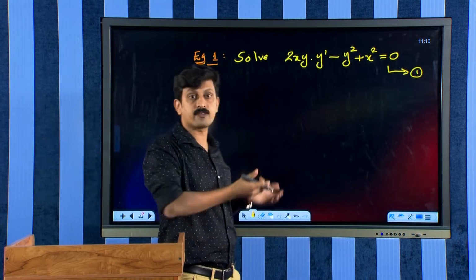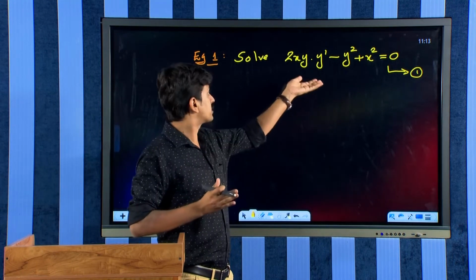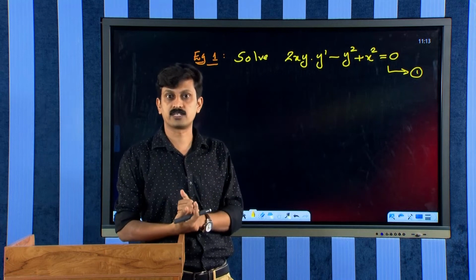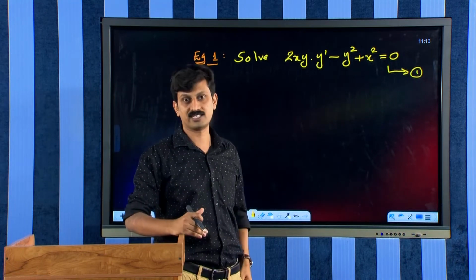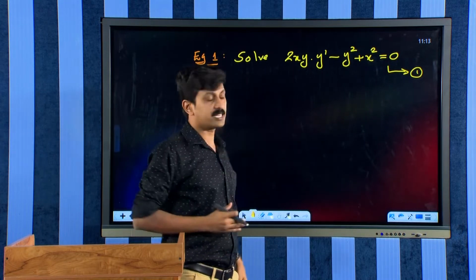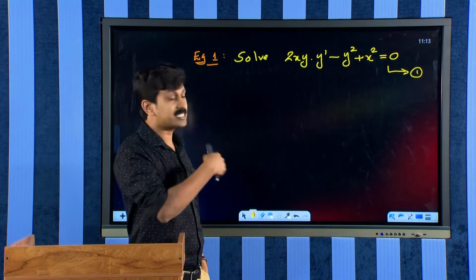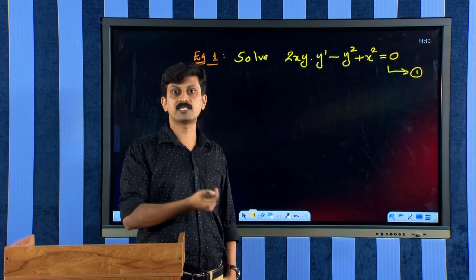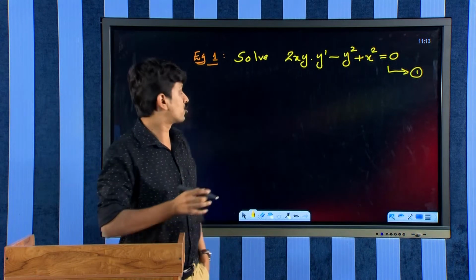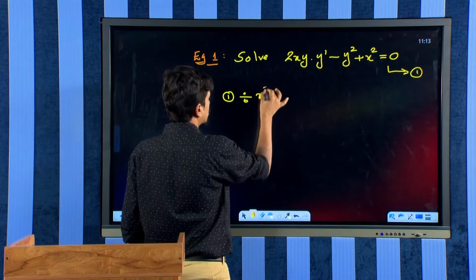While seeing the differential equation, we only understand that this is a first order differential equation. So, our thought is how we will solve this differential equation. We are unable to separate the variables. Next, can we make it a homogeneous differential equation? So, I just divide equation 1 by x square.